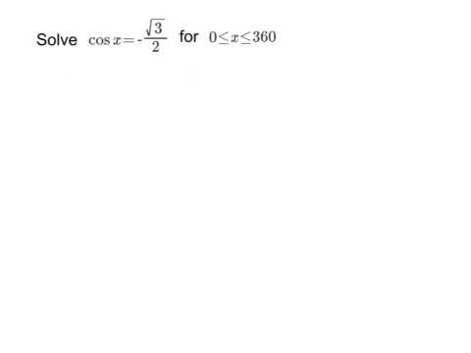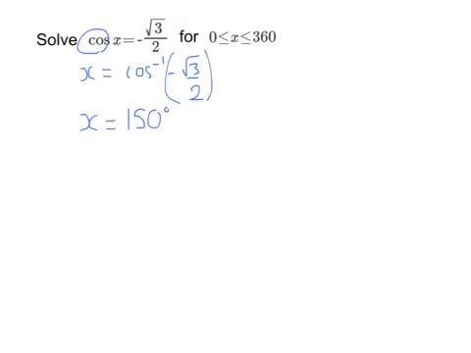Cos x is minus root 3 over 2. So on this one, we're going to get rid of the cos by doing the inverse cos to both sides. So we're going to go x equals inverse cos of minus root 3 over 2. Okay, and the minus root 3 over 2 is all in a bracket. Now, when I do that, my calculator tells me 150 degrees. Okay, so that's my first answer. So let's go and see what that looks like on the graph.